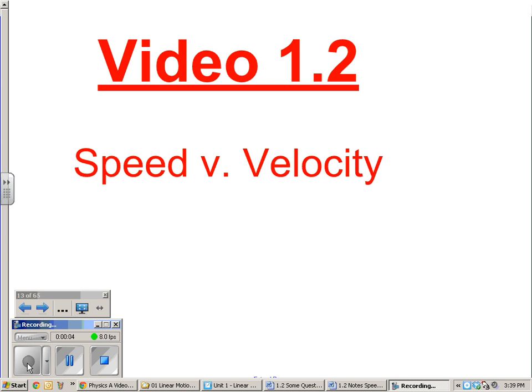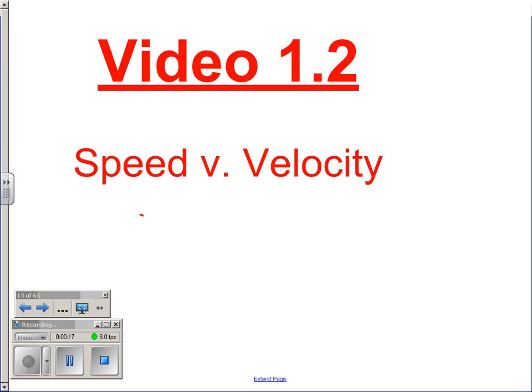Video 1.2. Today we're just going to be learning about the difference between speed and velocity. They're almost the exact same thing, but not quite. The symbol for speed is the lowercase letter s, and the symbol for velocity is the lowercase letter v.